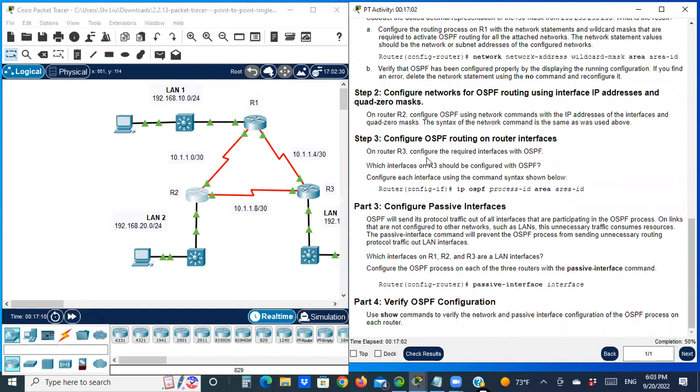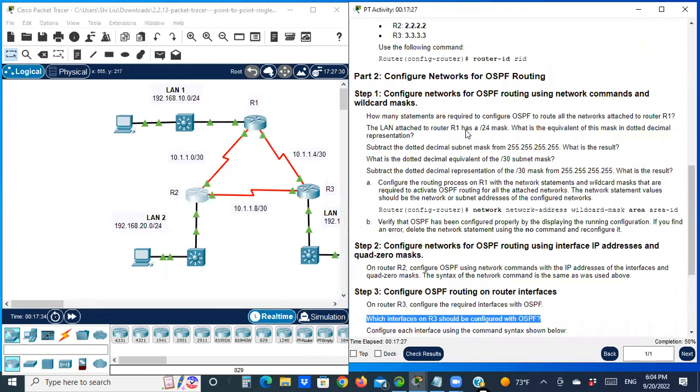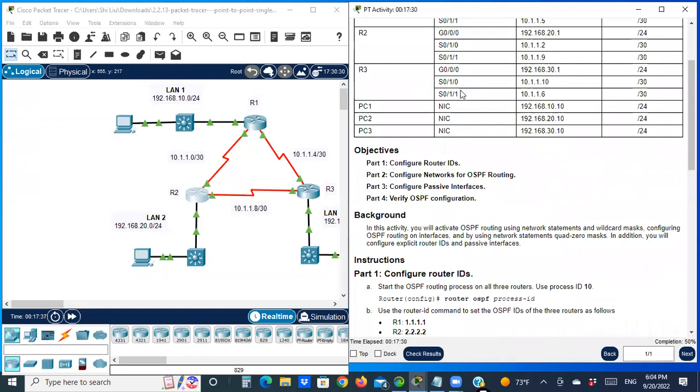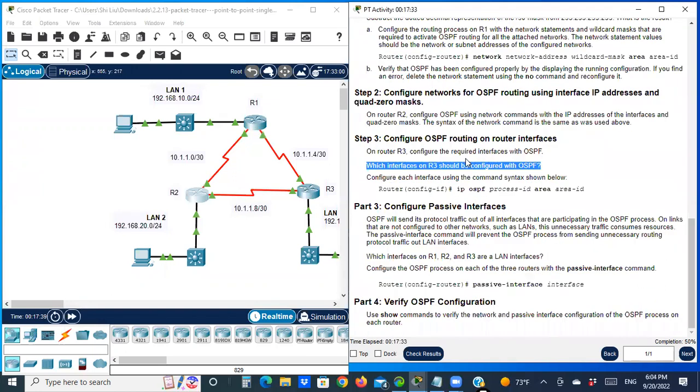On R3, configure the required interfaces with OSPF. Which interfaces on R3 should be configured with OSPF? How many interfaces are here? 1, 2, 3. There are 3 interfaces. But this time we're going to configure OSPF on the interfaces, so use this command.